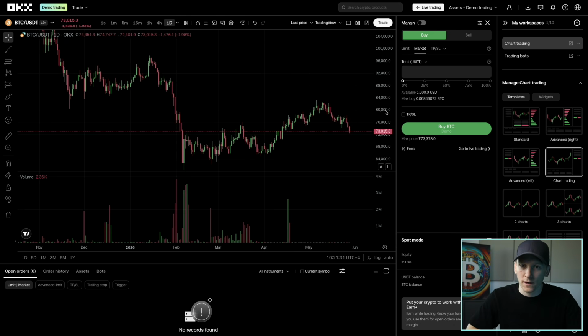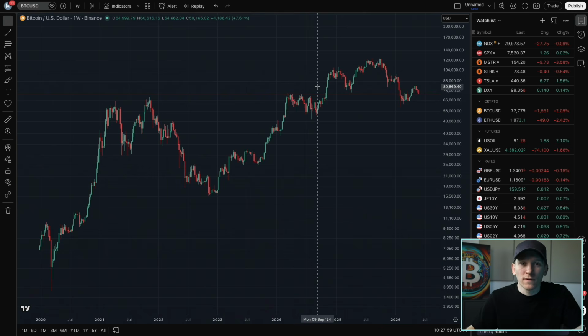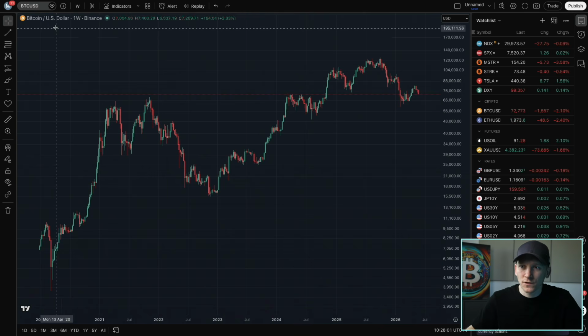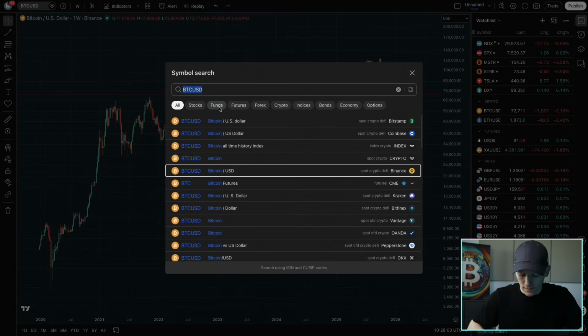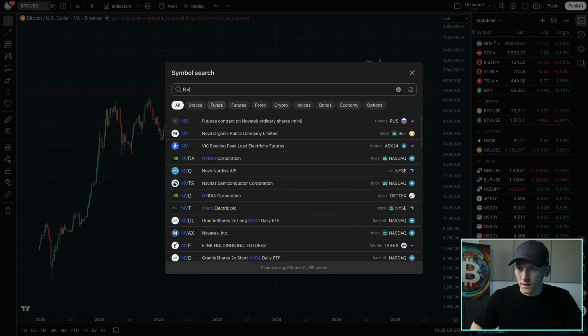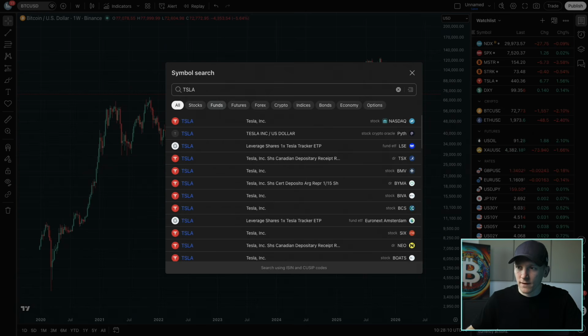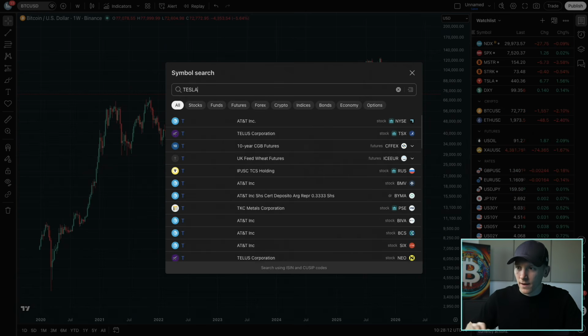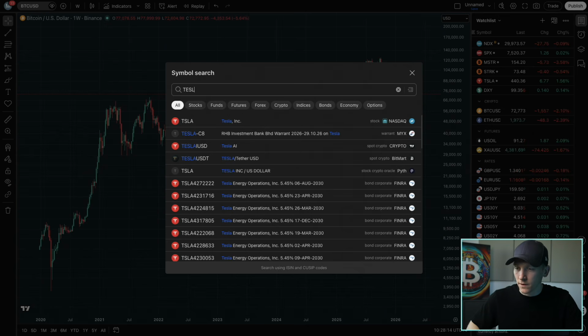You can do demo trading on them as well. Whichever platform that you're using, go ahead and choose the asset you want to trade. So on TradingView, that would be in the top left, and you can search for stocks or FX or anything else, right? You just search for the ticker, Nvidia, Tesla is TSLA, or you can search for the name and it's going to bring up the asset that you're probably looking for.